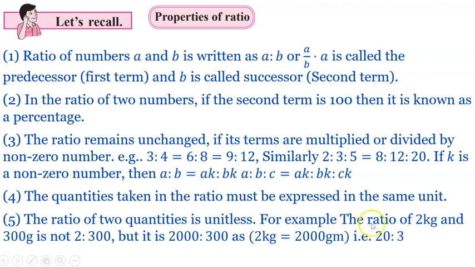For example, the ratio of 2 kg and 300 gram is not 2 as to 300, but it is 2000 as to 300, because we are converting 2 kilogram equals 2000 gram, and hence their ratio, that is 2000 as to 300, is 20 as to 3.